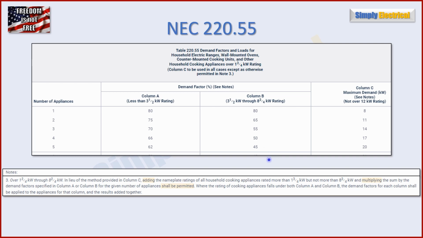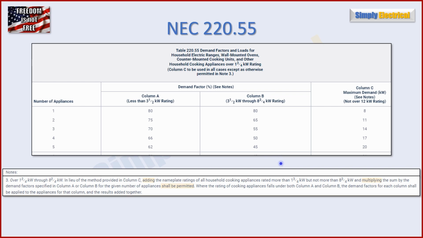Now let's go on to the second sentence. It says where the rating of cooking appliances falls under both column A and column B, the demand factors for each column shall be applied to the appliances for that column and the results added together. So let's say you had 2 from each. So you had 2 that landed in column A and 2 that landed in column B on the same feeder. Well, then you would treat these separately. You take the 2 here, add them together, then multiply by 75%, and then you take the 2 that fall under column B, add them together, and multiply them by 65%, and then you would add those 2 answers together to get your final demand. And that's all that's saying.